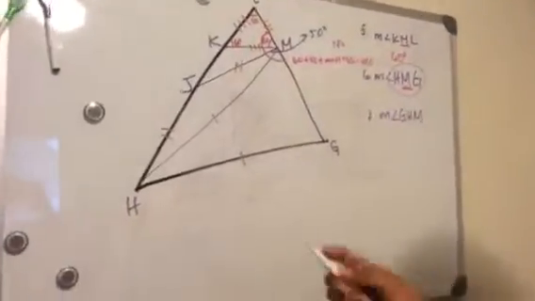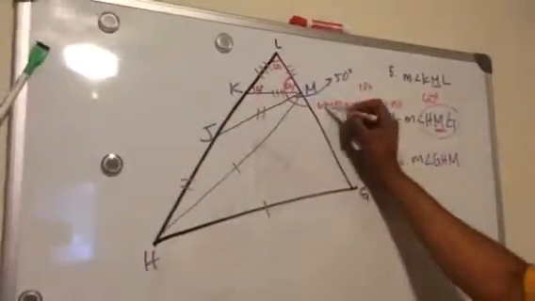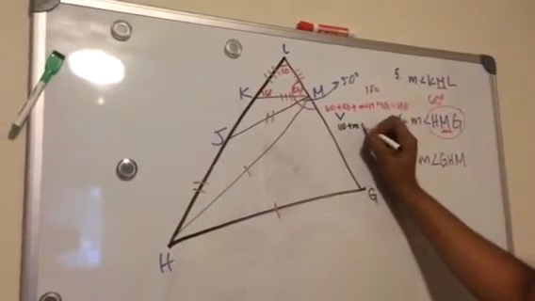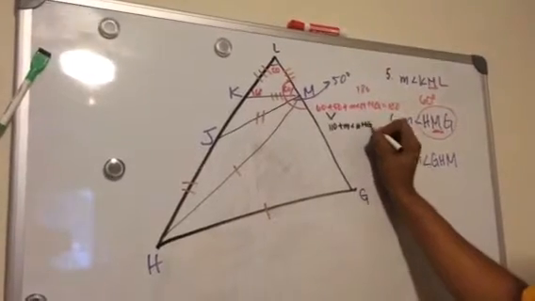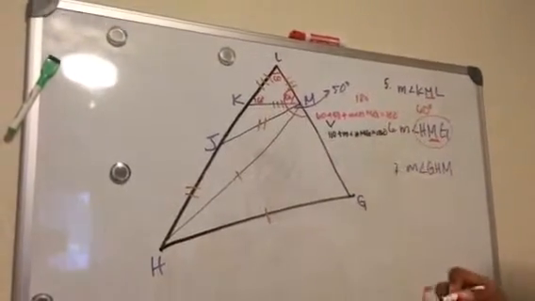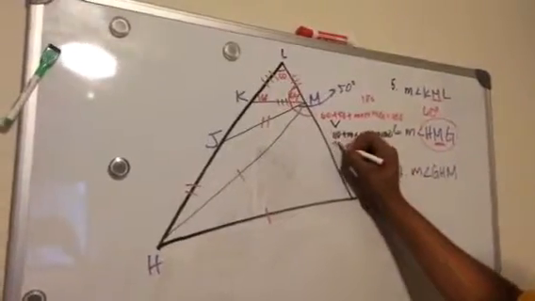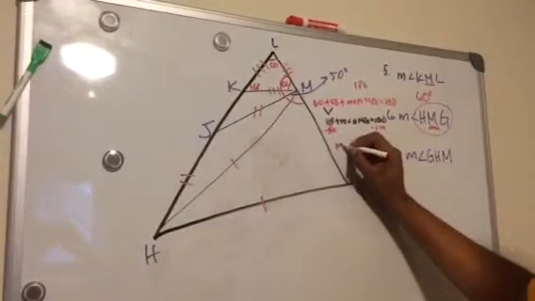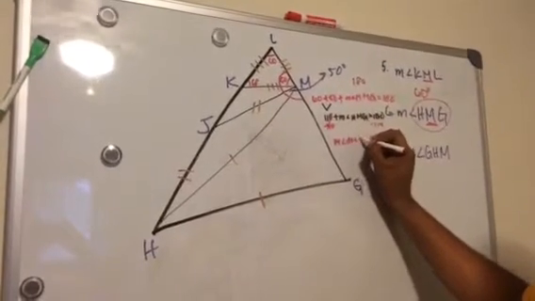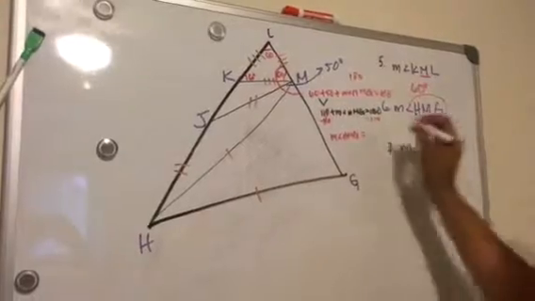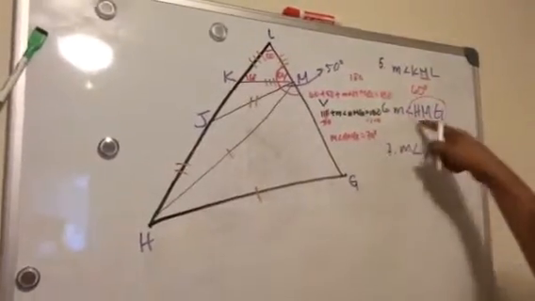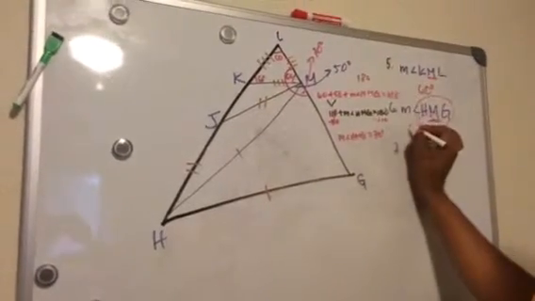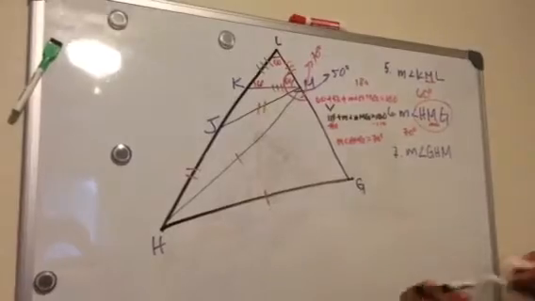Now we add like terms. So we add 50 and 60, that equals 110, plus measurement of angle HMG equals 180. We subtract 110 from both sides. This cancels out. Measurement of angle HMG is equal to 70 degrees. So this angle over here is going to be 70 degrees. So our answer over here is 70 degrees.